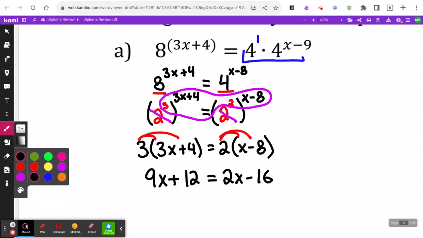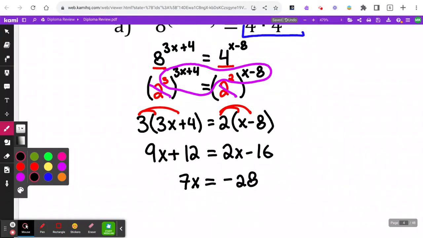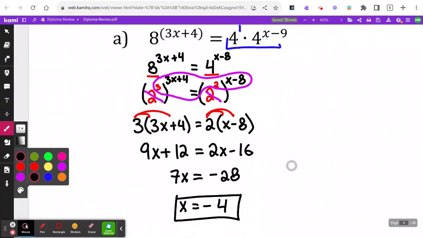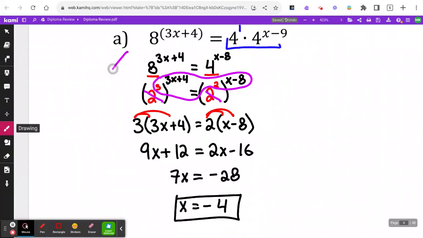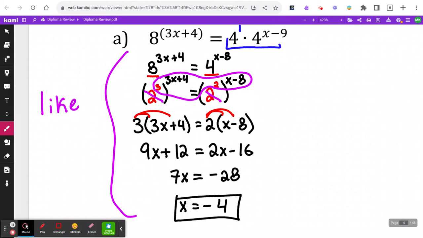Move your x's left, your constants right. You have 7x equals negative 28. Divide by 7, and you get x equals negative 4. If a question said that you had to use like bases, this is what you would do. Like is a same thing as saying same bases.